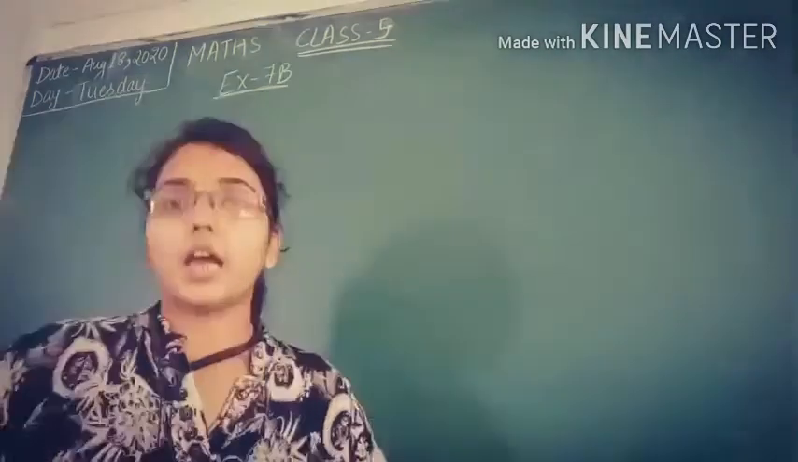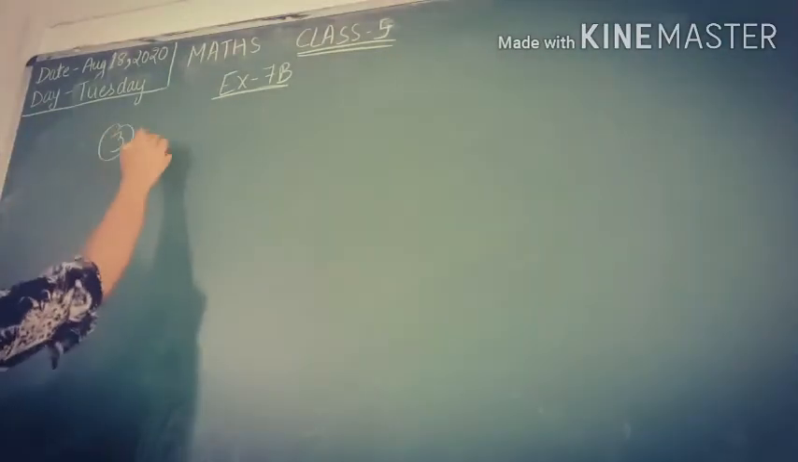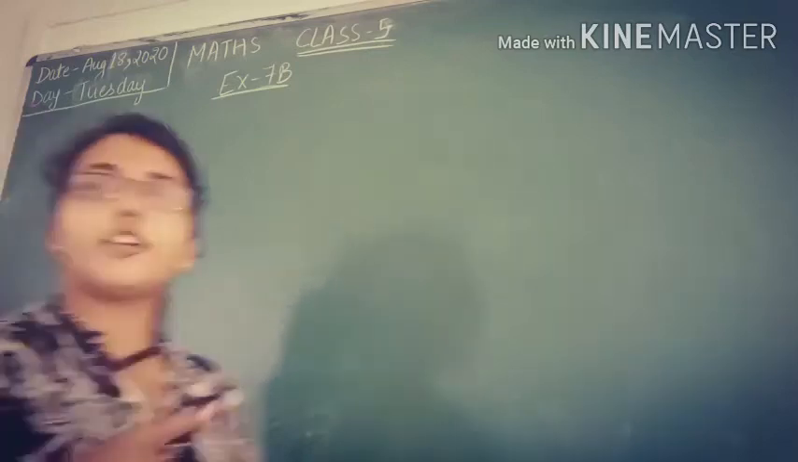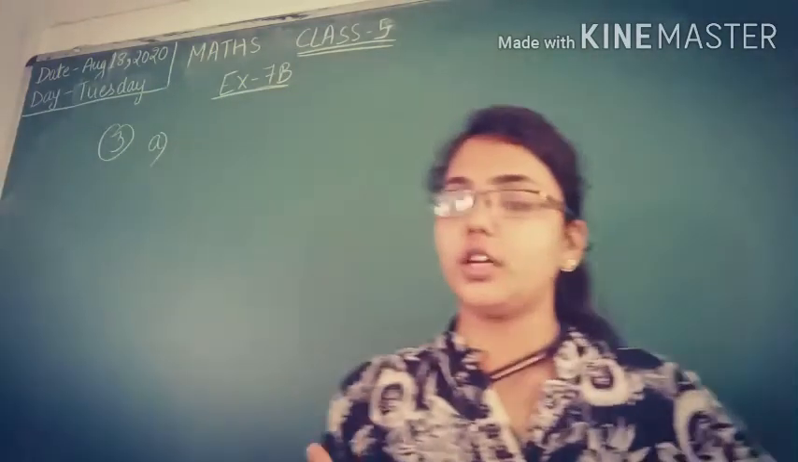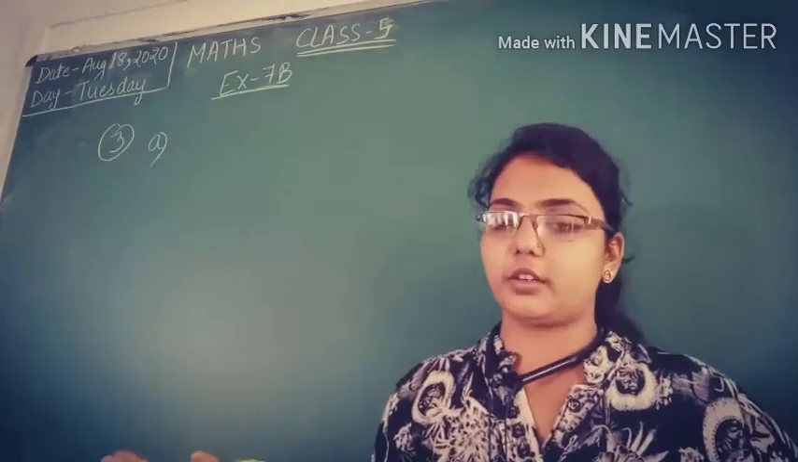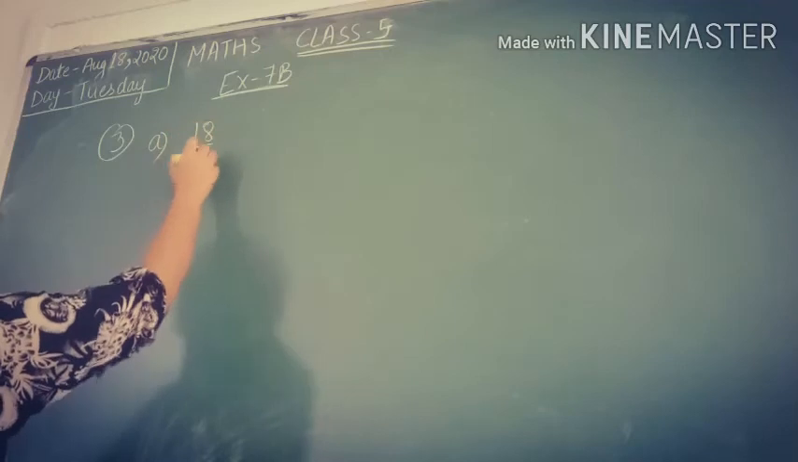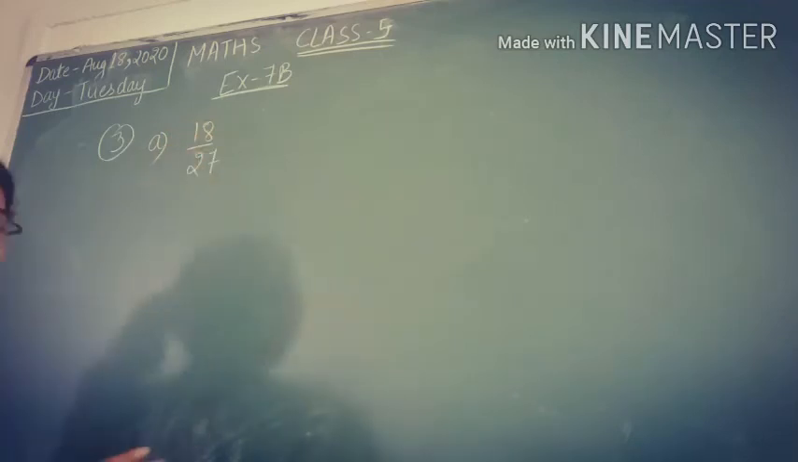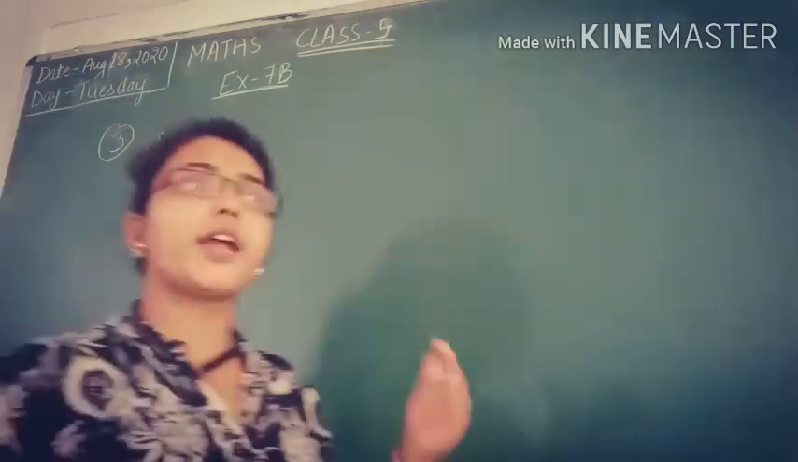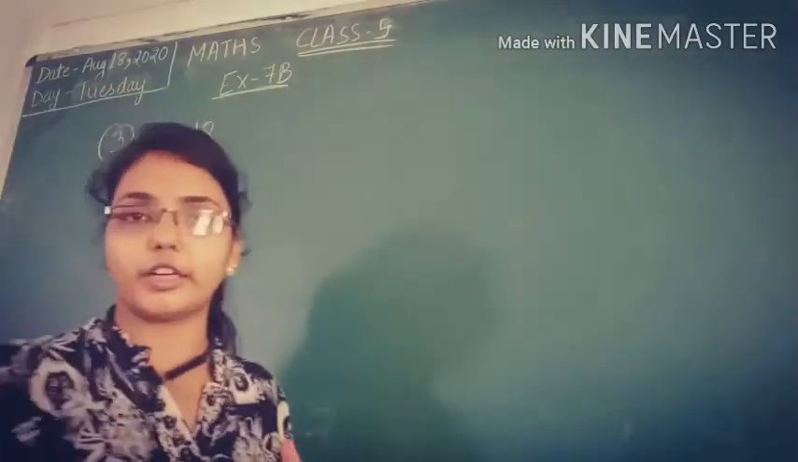Okay. Now the next question which we have is question number 3. In this you have to write the equivalent fraction but using division. In this question we are going to use the division method. So the question for you is part a, which is 18 by 27. In the same manner, just like we multiplied with some numbers, now we will divide with some numbers in order to get the equivalent fraction.